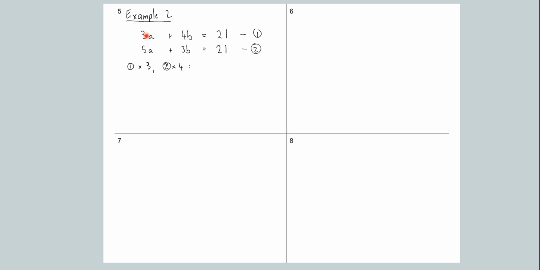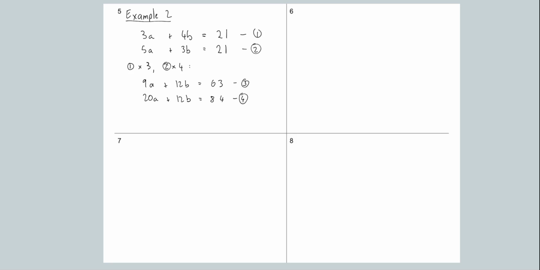3 times 3 is equal to 9a. 3 times 4 is equal to 12b. And 21 times 3 is equal to 63. For equation 2, 4 times 5 is 20a, plus 4 times 3 is 12b, and 21 times 4 is 84. There we go. So that's equation 3, and that's equation 4.